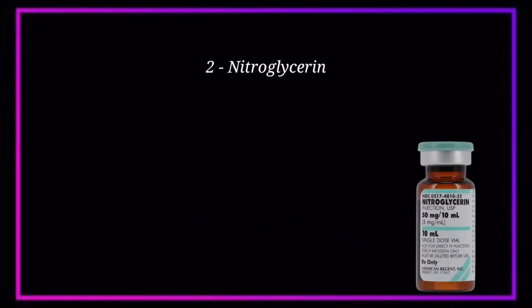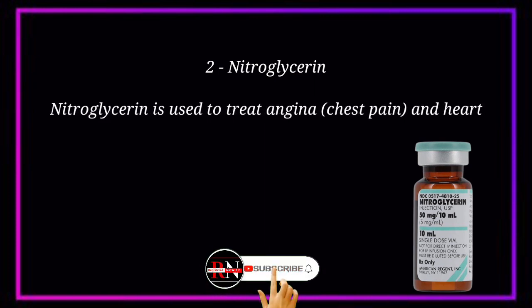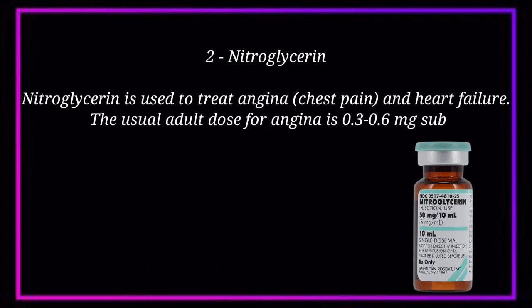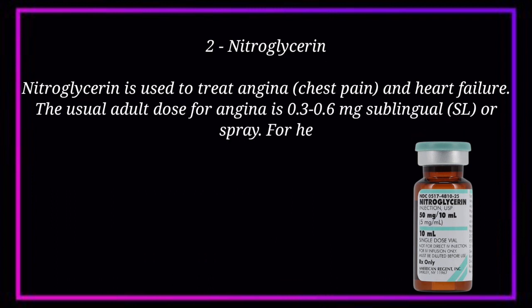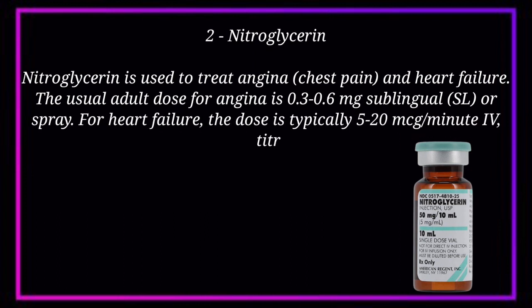Number 2. Nitroglycerin. Nitroglycerin is used to treat angina, chest pain, and heart failure. The usual adult dose for angina is 0.3 to 0.6 mg sublingual (SL) or spray. For heart failure, the dose is typically 5 to 20 mcg per minute IV, titrated to the patient's response.